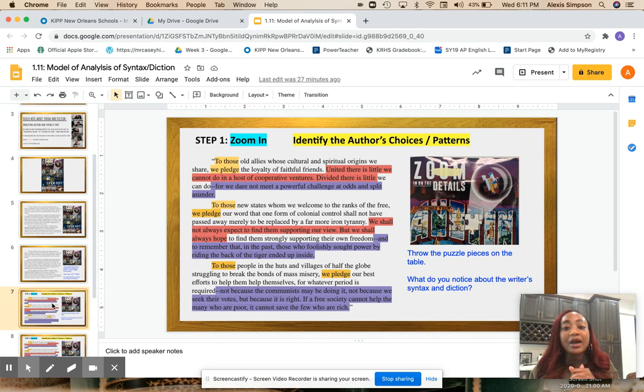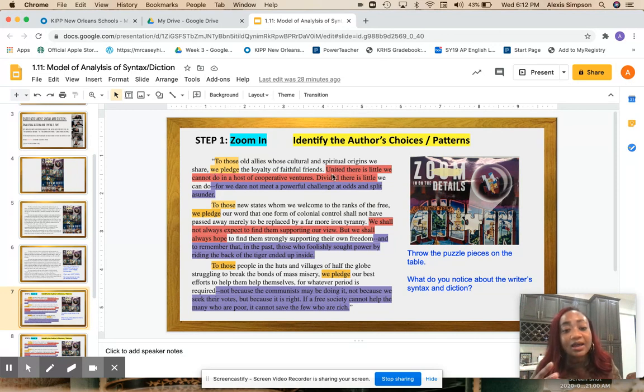The first step, I need to zoom in. I need to identify some choices or patterns that I see happening in the text. I highlighted in three different colors three different choices that I saw JFK making. The first one, I noticed that he starts every paragraph with "to those," and then he follows that "to those" with a specific audience. After he does that, each of these paragraphs also includes the words "we pledge." And then after that "we pledge," he states something that he and America are going to keep doing. So that's one choice that I found.